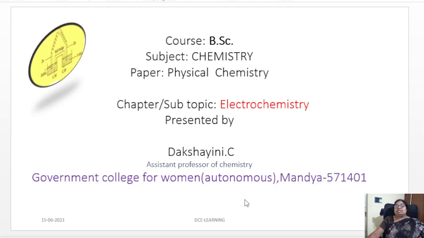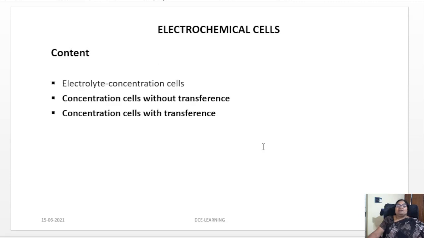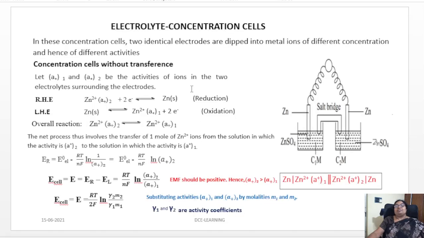Today I am going to discuss the topic electrochemistry for the course BSc, subject chemistry, paper physical chemistry. In this session we are going to discuss electrochemical cells, which contain electrolyte concentration cells, that is another type of electrochemical cell: concentration cells without transference and concentration cells with transference.